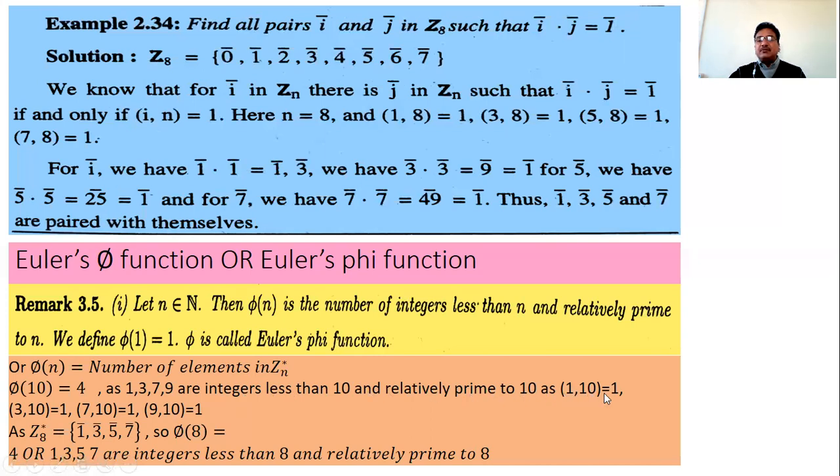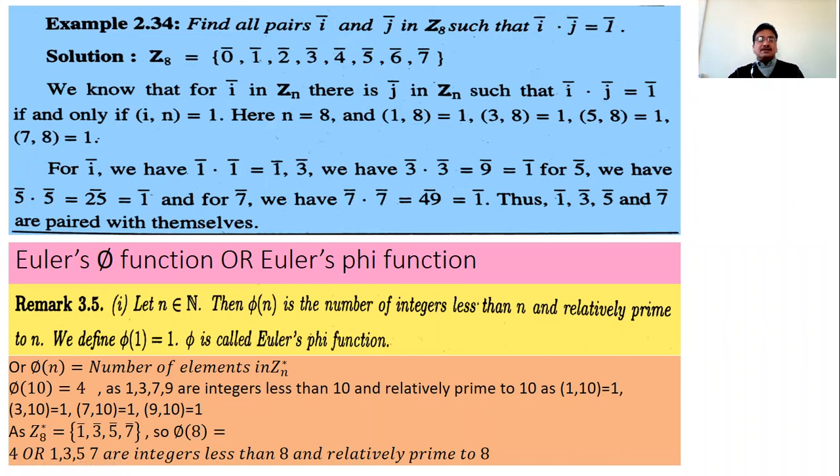The greatest common divisor of 1 and 10 is 1, of 3 and 10 is 1, of 7 and 10 is 1, and of 9 and 10 is 1. And therefore phi(10) is 4. Or, by using another definition, find Z10 star. So what is Z10? Z10 contains 10 elements: 0 bar, 1 bar, 2 bar up to 9 bar. And then find the prime residue classes, that is, find Z10 star.